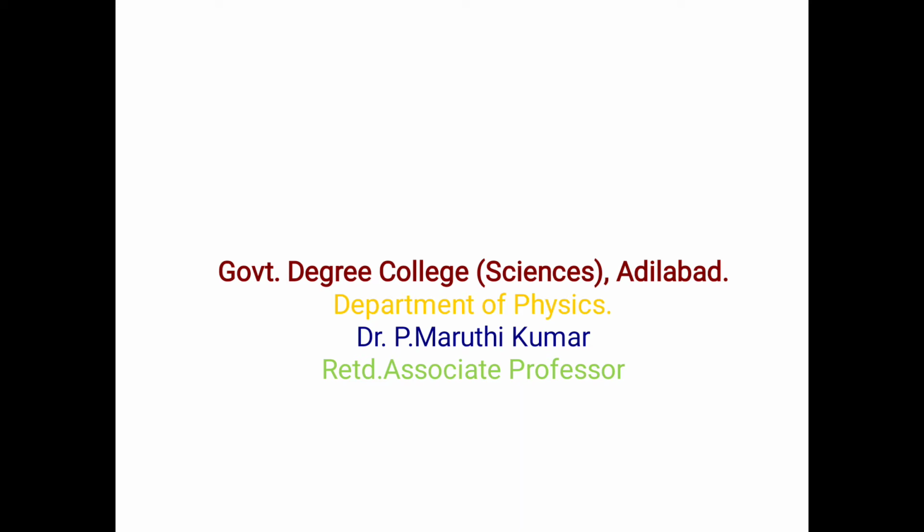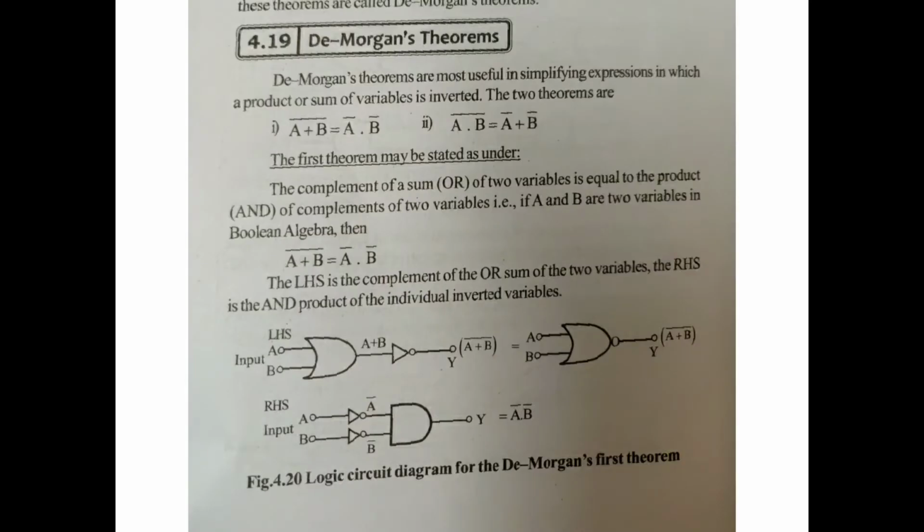The first theorem may be stated as under: the complement of a sum, or OR, of two variables is equal to the product, or AND, of complements of two variables. That is, if A and B are two variables in Boolean algebra, then (A plus B) bar is equal to A bar dot B bar. The left hand side is the complement of the OR sum of the two variables. The right hand side is the AND product of the individual inverted variables.